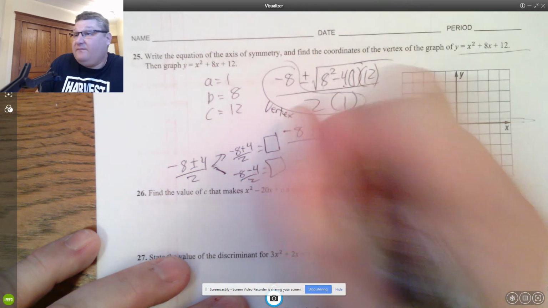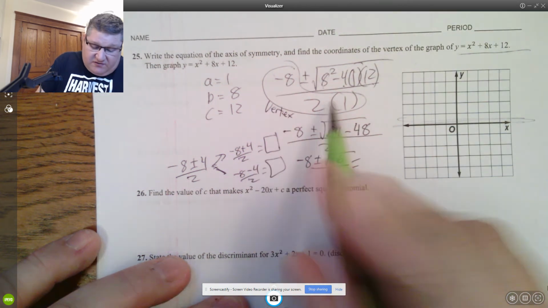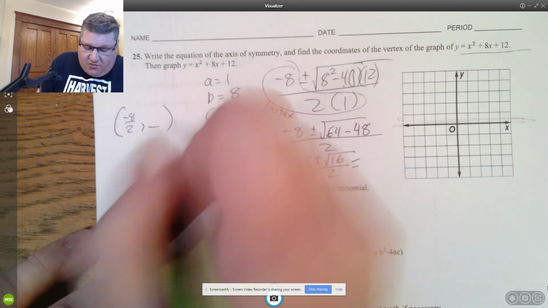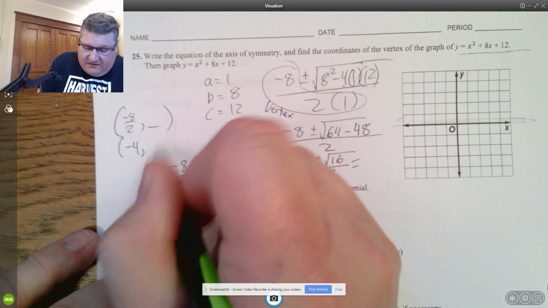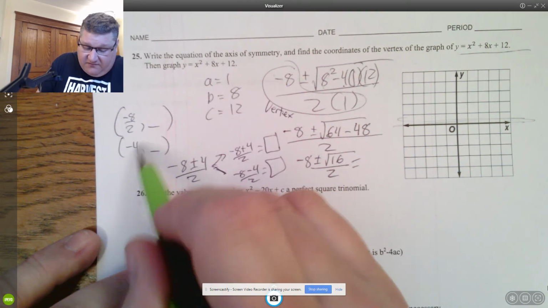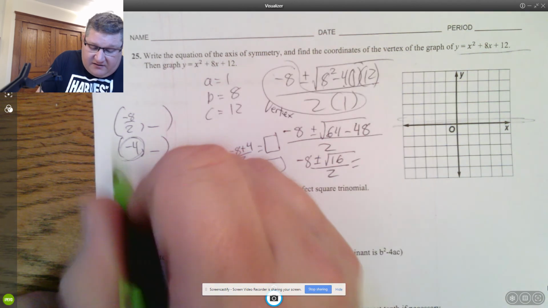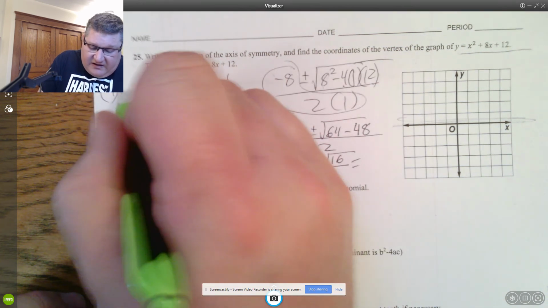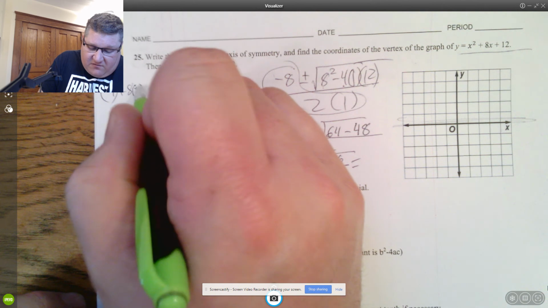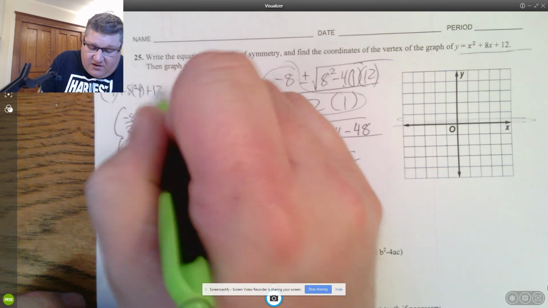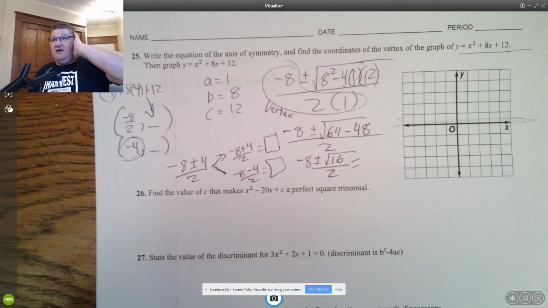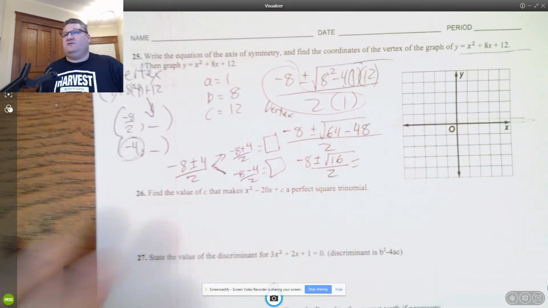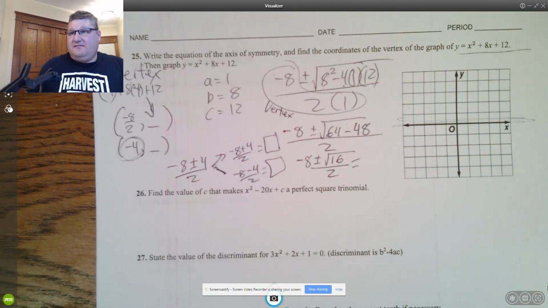Now, to find the vertex is going to be right here. So the vertex is going to be negative 8 over 2 comma something, or negative 4 comma something, and you simply take negative 4 and plug it in. So we say negative 4 squared plus 8 times negative 4 plus 12, whatever that is goes in there, and that's your vertex. And that also becomes axis of symmetry.